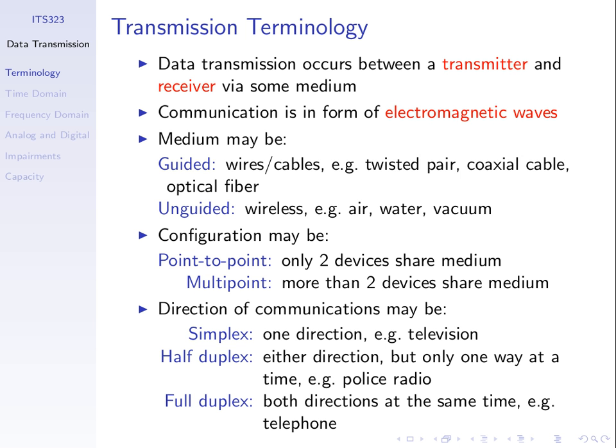So we have more than two devices sharing the medium, using the medium at the same time. It has an impact upon the types of protocols we use at the higher layers, especially the data link layer. When we come to that, we'll see that whether it's point-to-point or multi-point, different types of protocols may be needed to satisfy the fact that we have more devices with multi-point. Just classifying different types of medium.